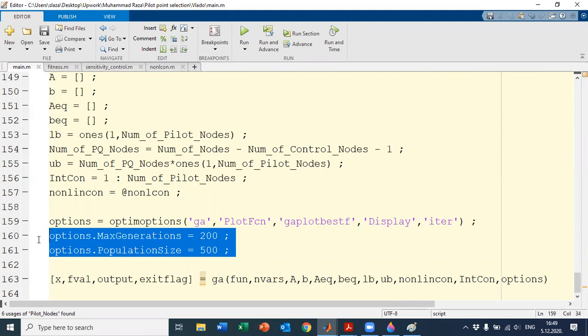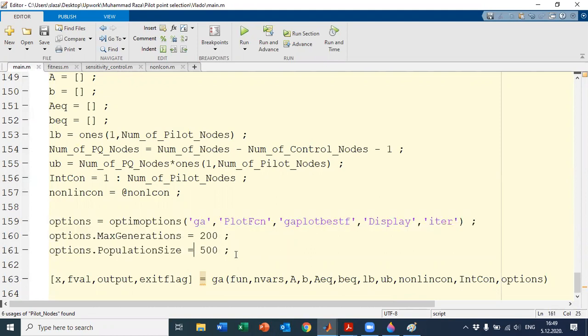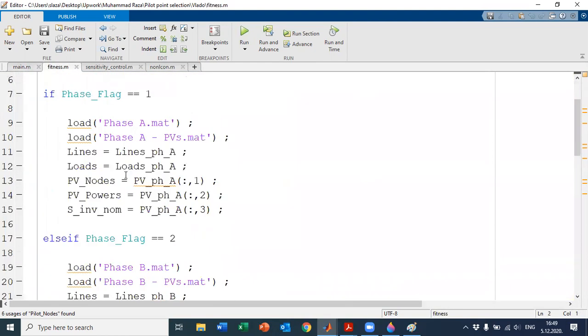The genetic algorithm options. From my experience, it's always better to increase the size of the population. That's why I've used a population size of 500, and the maximal number of generations is equal to only 200, because that's enough. You will see that the algorithm will converge in just 500 steps. When the population size is 500, it will converge much faster than when the number of generations is higher. So now let's take a look at the fitness function. The fitness function basically does the same.